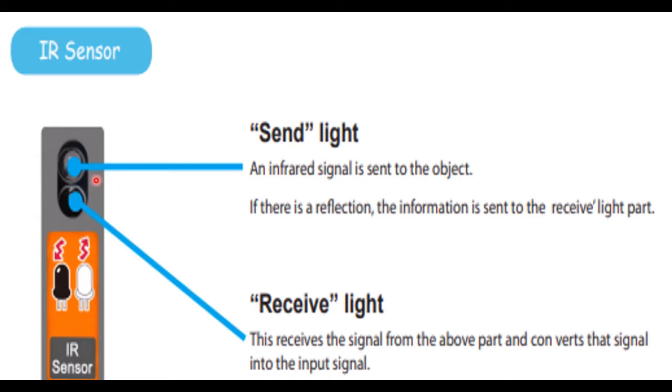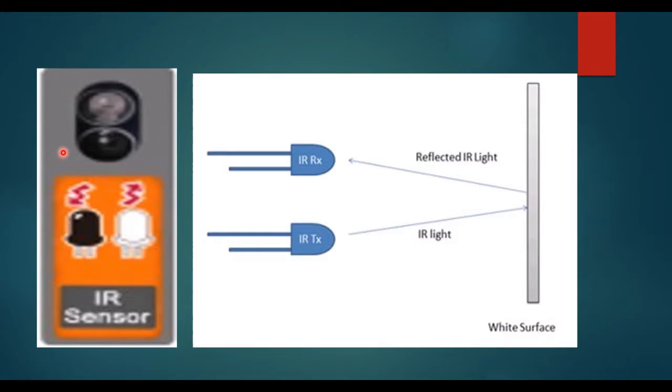Suppose the IR sensor is powered by the battery. When it is powered, light is sent continuously through the white part. When there is an object in front of the IR sensor, the light going through the white part is received by the black part, and the IR sensor confirms that there is an object in front of it. The white one which transmits the light is known as the transmitter. The black one is known as the receiver.